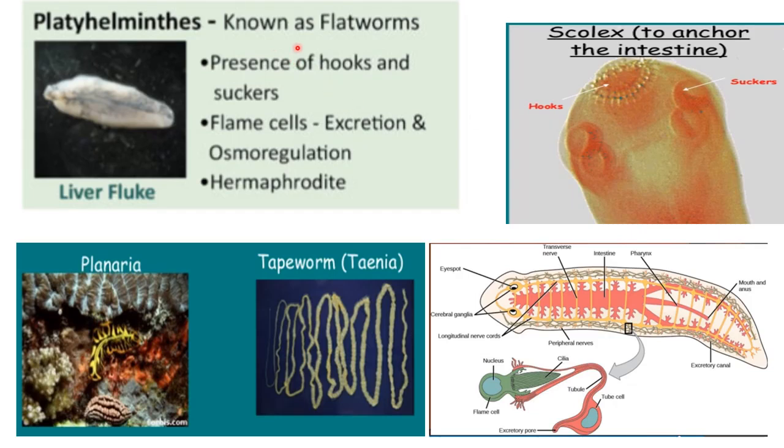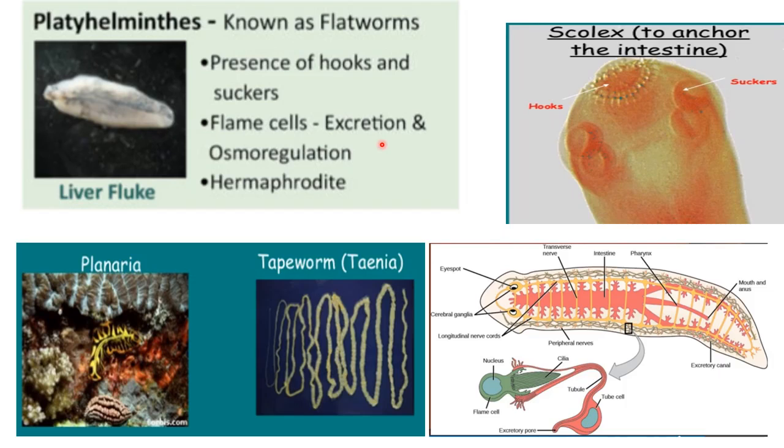Platyhelminthes are known as the flatworms. They have hooks and suckers. This is a picture of Taenia solium, a tapeworm. These are unsegmented worms which have hooks and suckers to attach to the intestine or other parts, as they act as anchors to hold on to some part of the body, because mainly Platyhelminthes occur as endoparasites living inside some other organism.